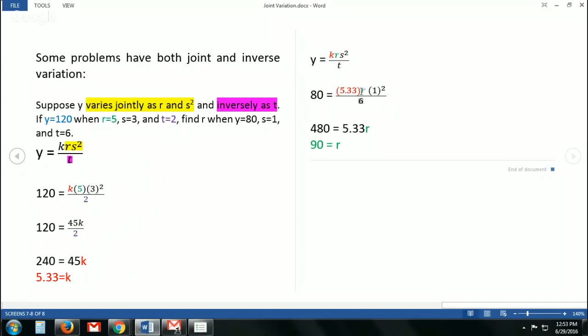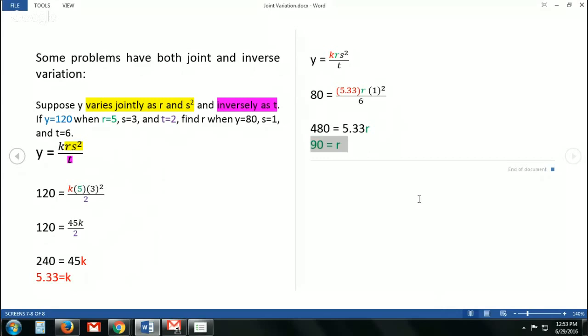It's 5.33r over 6. Take that 6 and multiply both sides of the equation. We'll get 480 on the left, and we'll just have our numerator 5.33r on the right. Divide both sides by 5.33 and account for the fact that we have some round-off error here, and our r is 90.